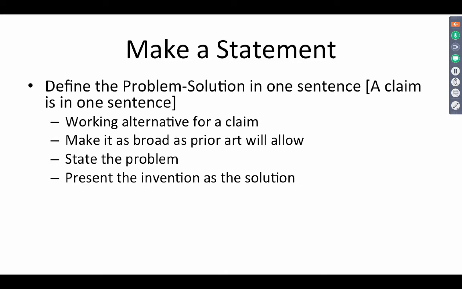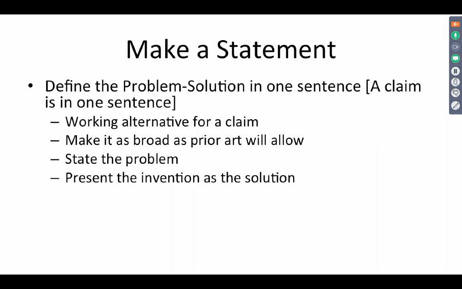For instance, it could be something like: the problem of X is solved by the invention Y. You can fill in X and Y depending on what the invention covers. Now the problem solution is not actually the claim; it is something that will lead you to the claim. So you can use it as a working alternative before you actually draft your claim.